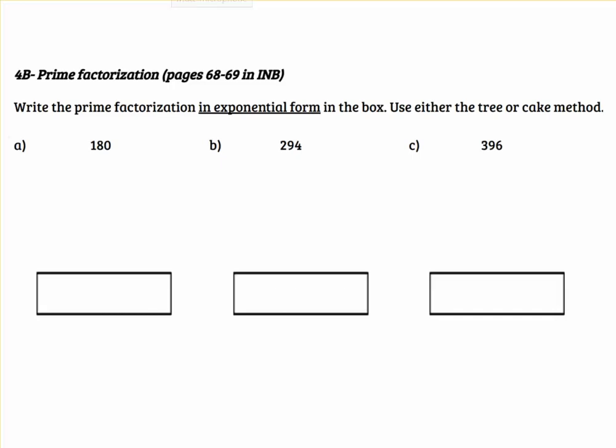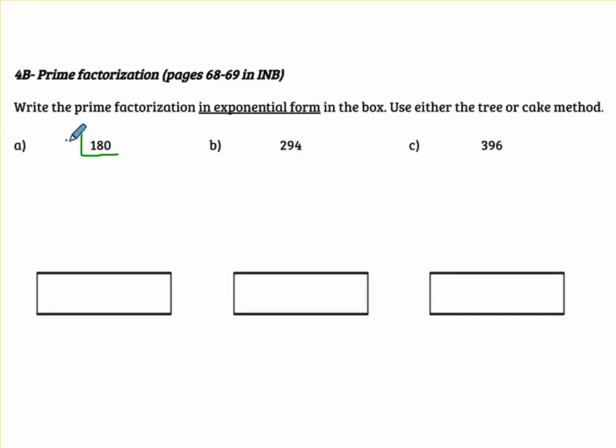Okay, we are to find the prime factorization using either the tree or the cake method. So I think I'll do the cake for A and C and the tree for B, since the tree you're more familiar with. So let's do the cake for 2 out of the 3 of these. Okay, so for the cake, I'm going to divide by a prime factor.